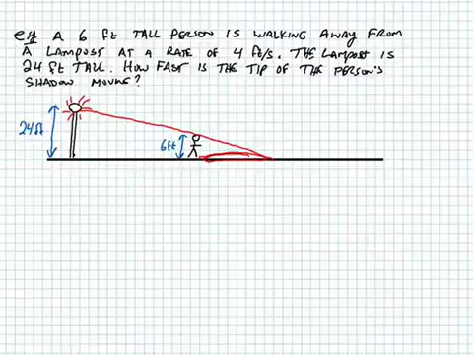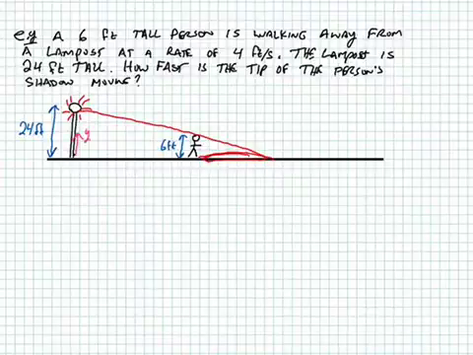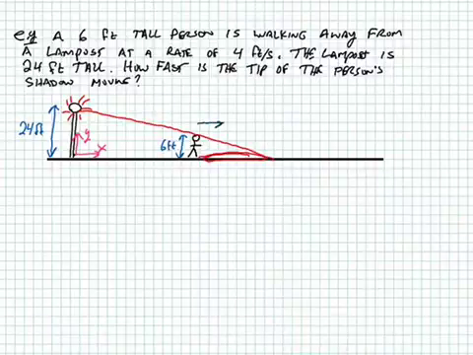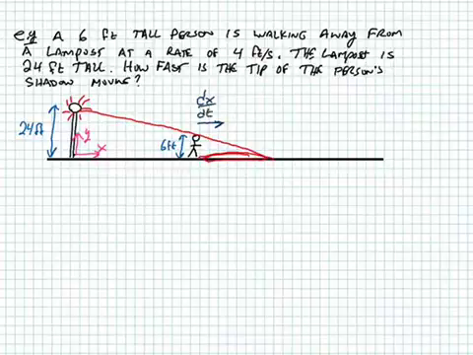Let's get a coordinate system going. Let y be up, and x be in the direction the person's moving. In this particular case, the person is moving away from the lamppost, so their rate is constant, and they're moving at plus 4 feet per second.